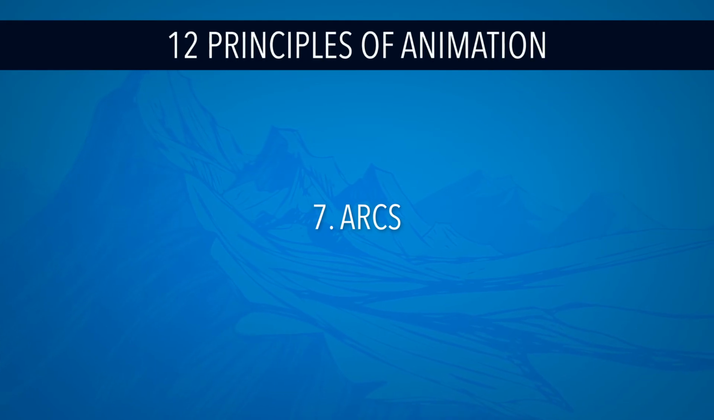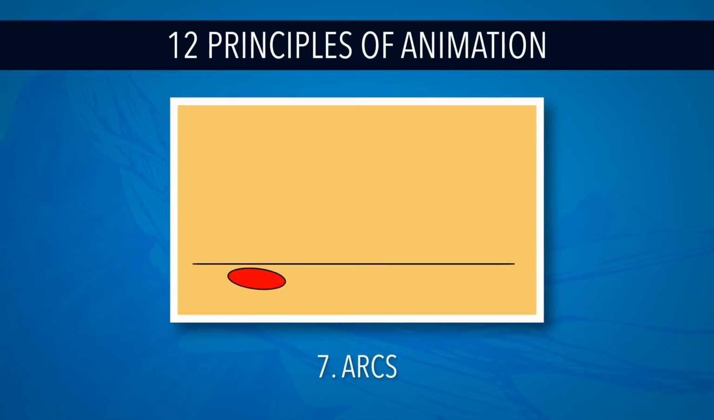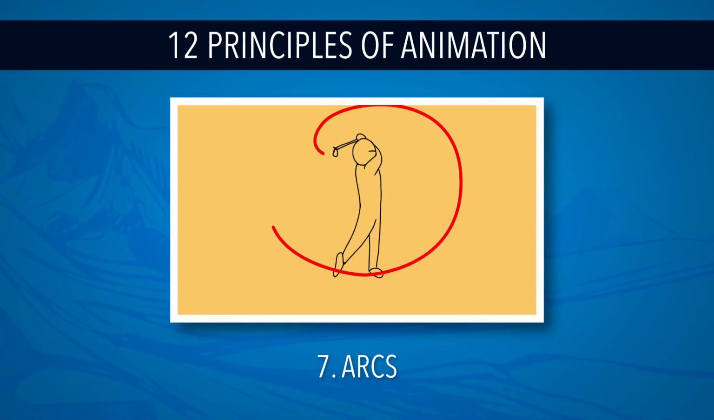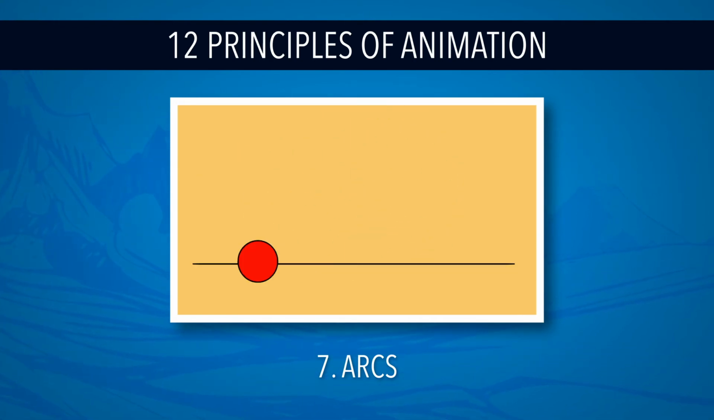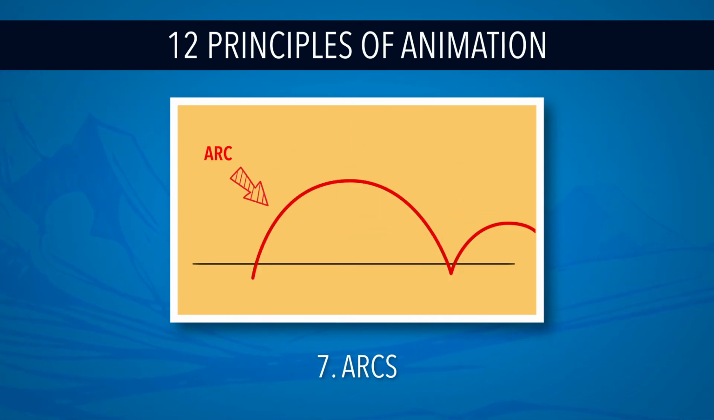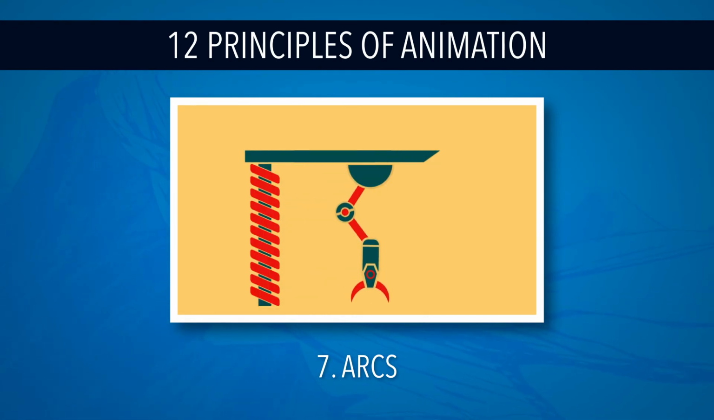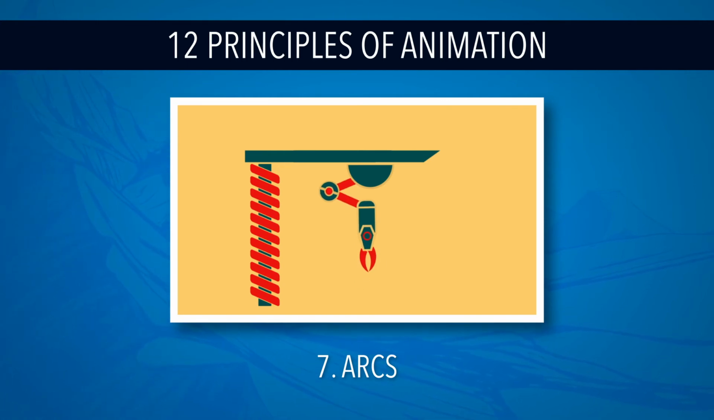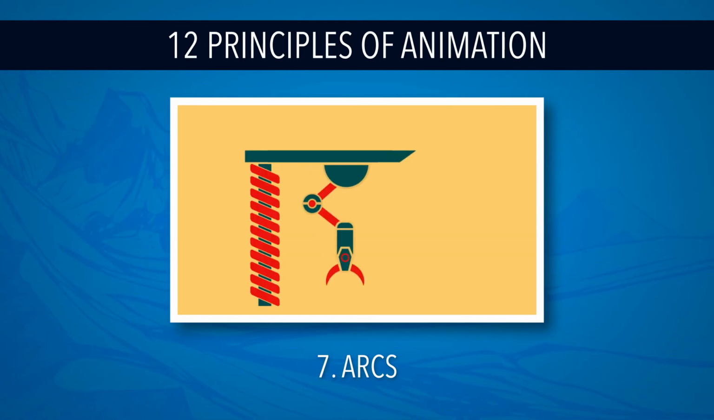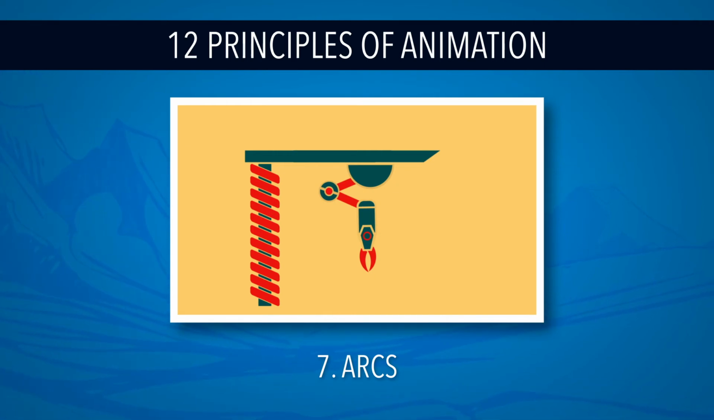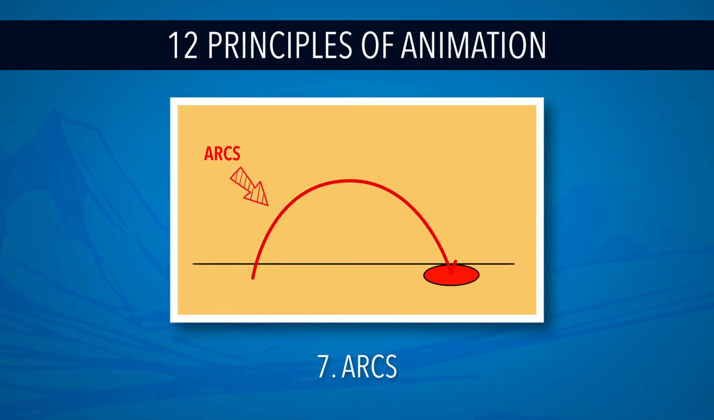Number 7, arcs. Most natural action tends to follow arcs. Animation should follow this principle for greater realism. The bouncing ball will follow an arc trajectory instead of straight lines. One of the few things that does not move in arcs is robots or mechanical objects. They tend to move in straight lines. But almost all natural movement, it follows arcs.